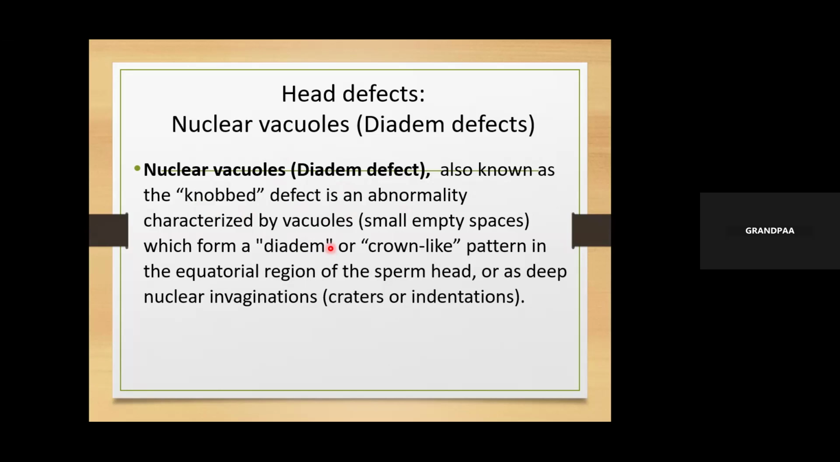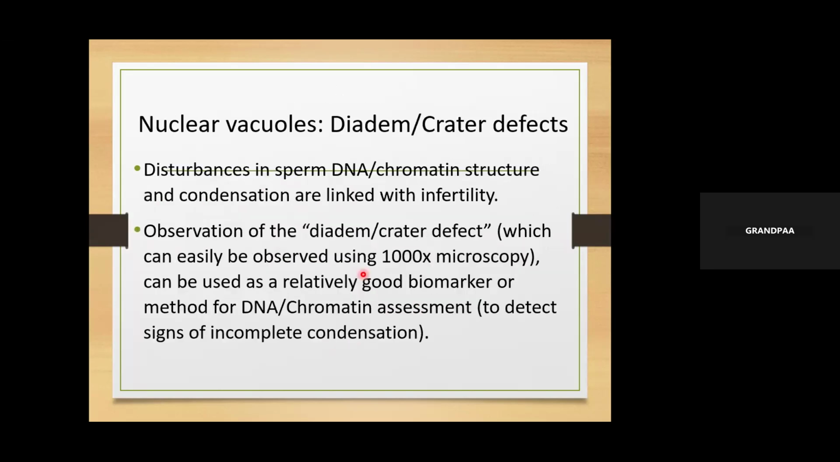Now I'm saying that where the nucleus is not properly condensed, then those vacuoles will also put pressure on the condensed nucleus to create some indentations in there. Those indentations are called craters. So then you can have the diadem crater defect. Okay, the diadem crater defect.